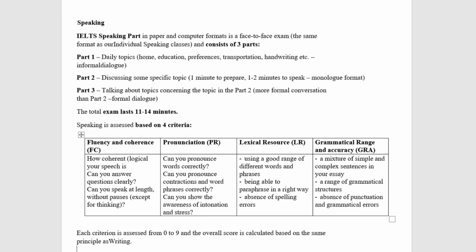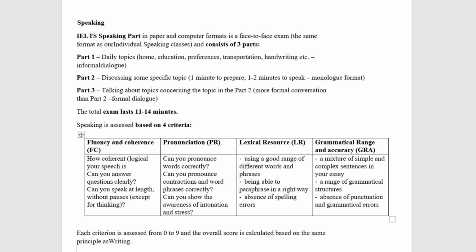Speaking is also assessed according to 4 criteria. It's fluency and coherence, pronunciation, lexical resource, and grammatical range and accuracy. Of course, you know the role of lexical resource and grammatical range and accuracy. We have actually explained them. Fluency and coherence is how fluent you are. Can you speak at length? Is it possible to understand your words, pauses? Do you have some stress on words, intonation, and so on?